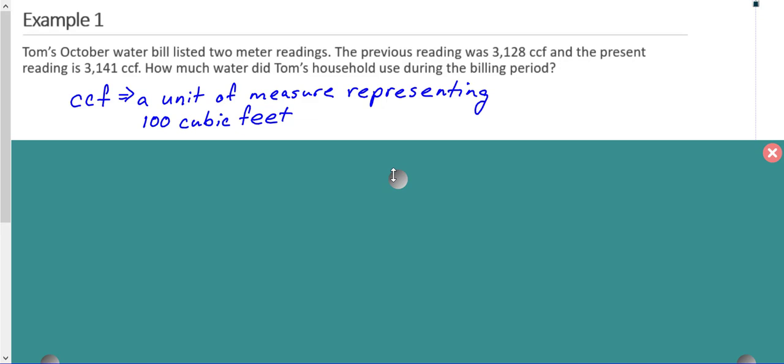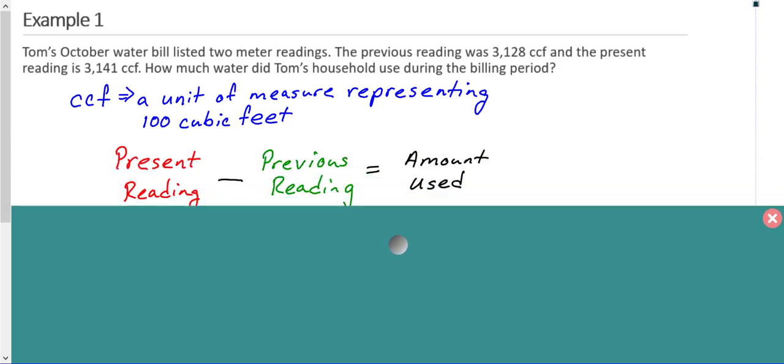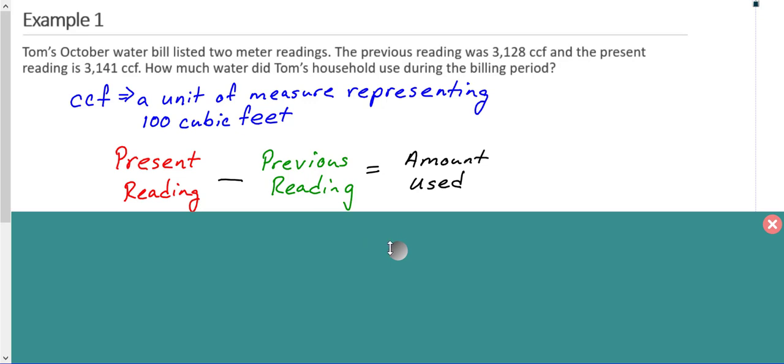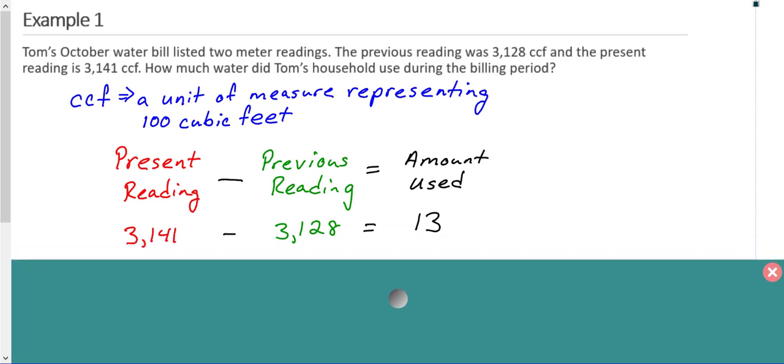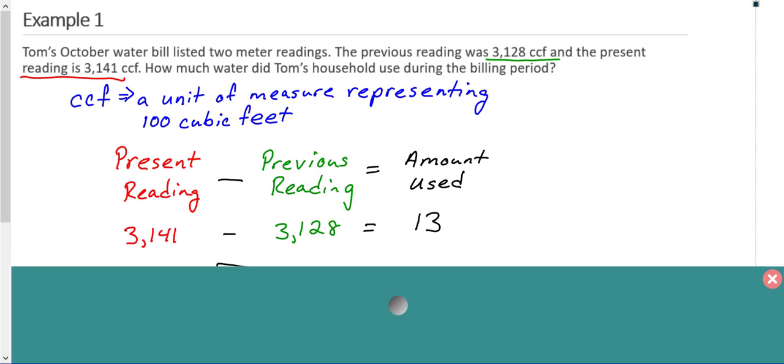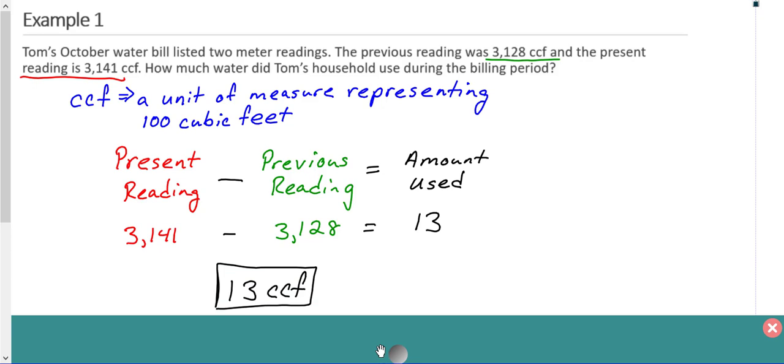So when you think about this, you want to compare the present reading with the previous reading. That means I need to find out what the difference is. Your present reading should always be bigger than the previous reading. So you want to take your present reading minus your previous reading to get the amount of water that was used during that billing cycle. In this case, the present reading was 3,141 and the previous reading was 3,128 CCF. When we subtract those two numbers, we end up with 13. You need to remember to also include the unit of measure. So they used 13 CCF of water.